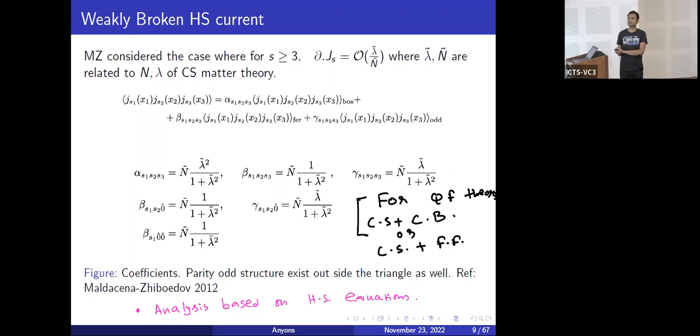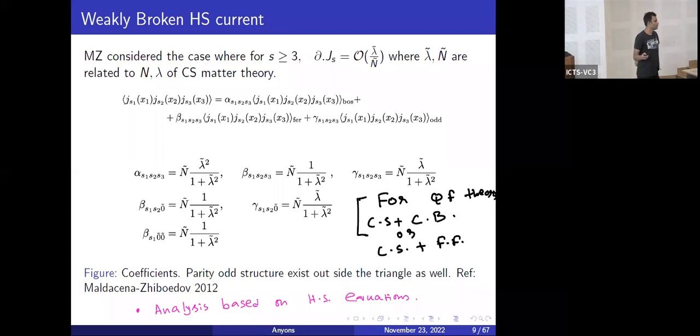Here, I just want to emphasize that even outside the triangle, you get a parity odd structure, and this appears only because there is a non-conserved current. Okay. But somehow it's the same order in n tilde. Yes, it's the same order in n tilde.